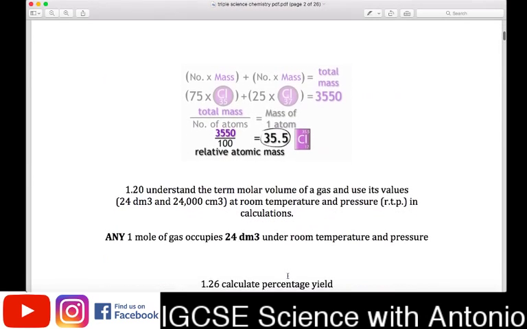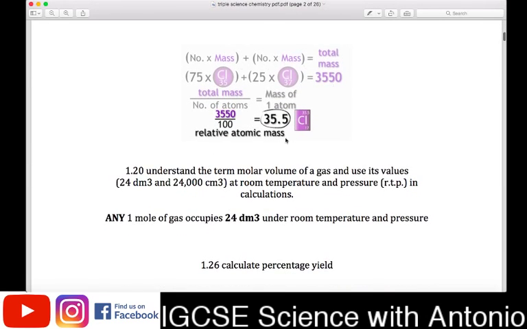Now, the next bit is also about the abundance. Alright, so basically, let's say for example, chlorine 35 is roughly 75%, and chlorine 37 is around 25%. Okay, you do this equation right there. You multiply and then add up to get 3,550, and then you divide it by 100, okay, to get the relative atomic mass, which is the average of its isotopes relative to 1/12 of carbon 12.